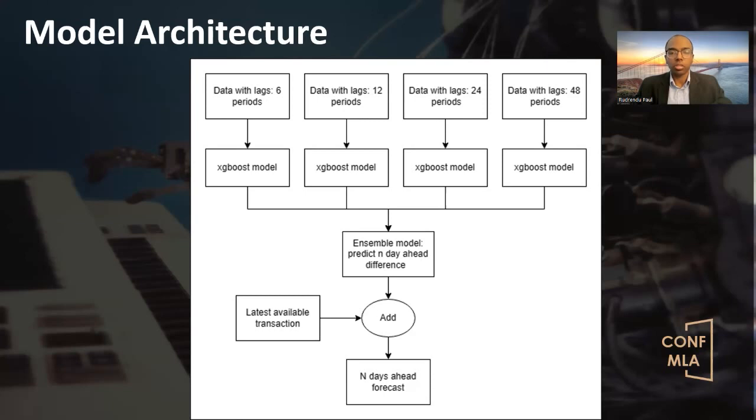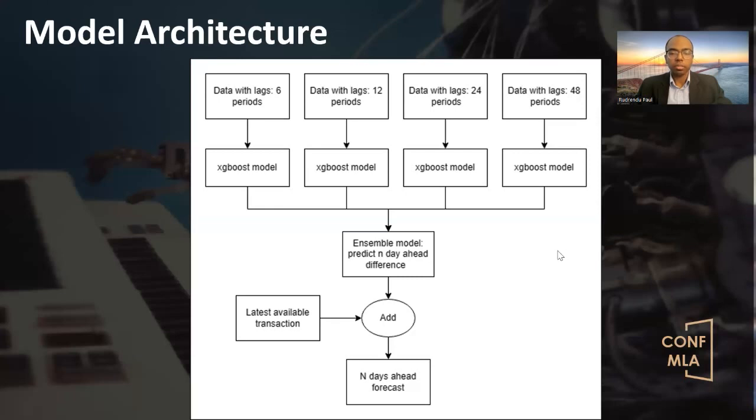In this case, I have used 12, 24, and 48, and then I've tested this with multiple machine learning models. And the XGBoost model essentially gave the highest accuracy in more than 95% of the cases. So that was selected as the key model for each of those individual pipelines.